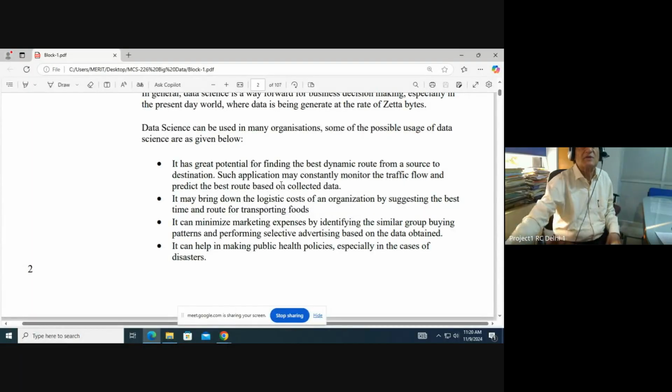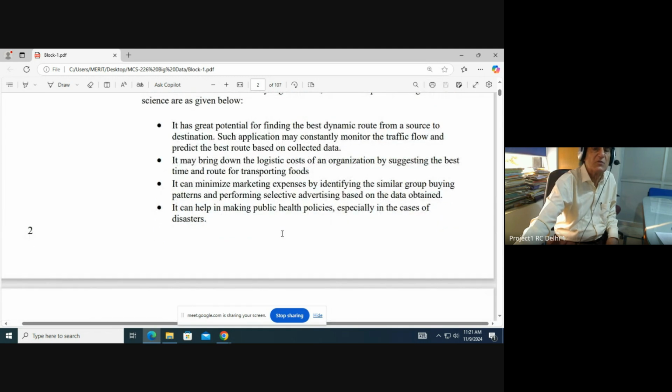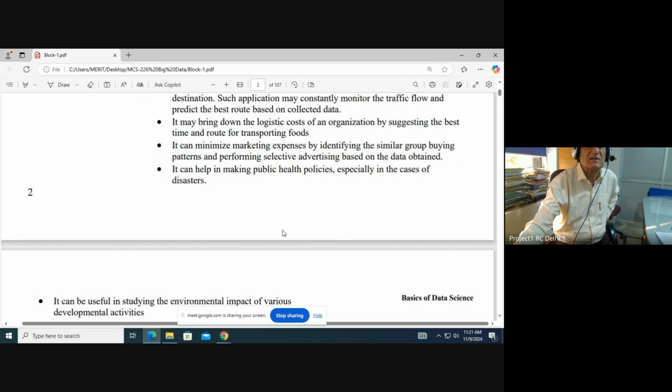All types of things which are required. It may bring down the logistic cost of an organization by suggesting the best time and route for transporting food. It can minimize marketing expenses, etc. It can help in making public health policies, especially in the case of disasters.